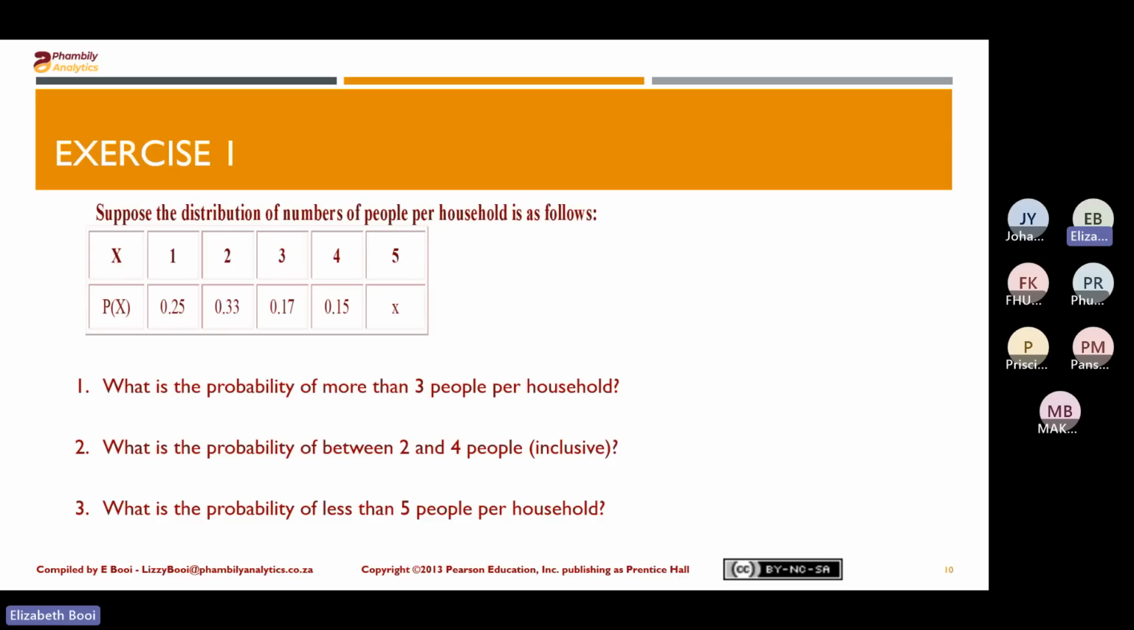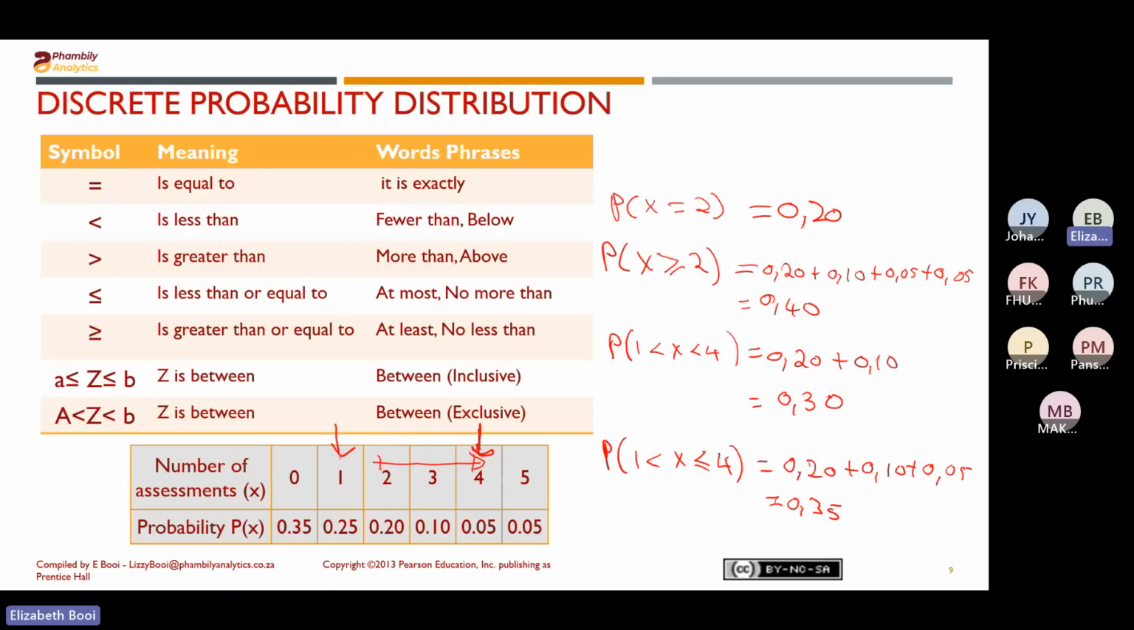But the concepts we've learned today, we are still going to apply them when we deal with other discrete probability questions. So always remember this: what is more than, what is greater than, what is fewer than, what is below, what is exclusive, what is inclusive, what is no less than, what is no more than, what is exactly. You need to know the word phrases and you need to know the symbols and what they mean.